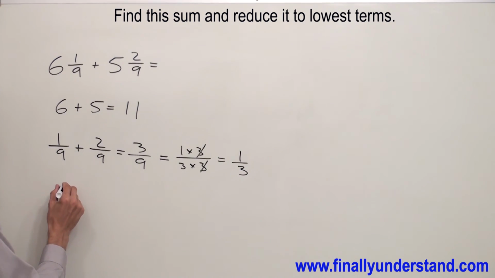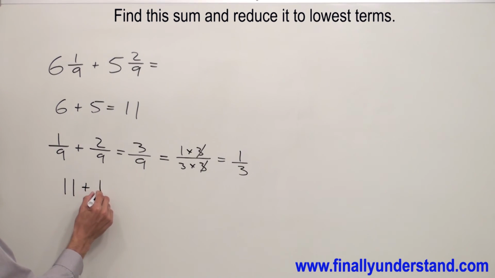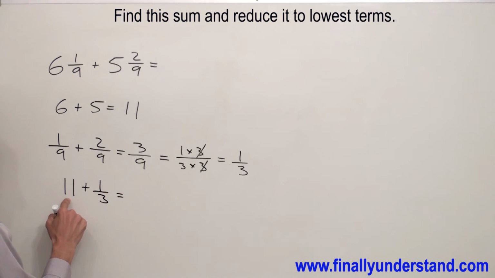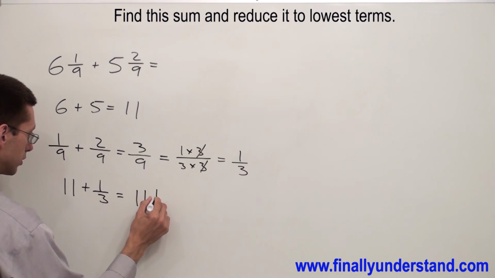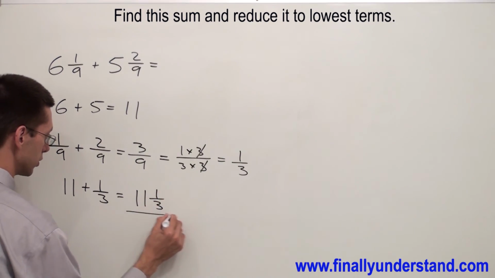My final answer is going to be 11 plus 1/3. $11 and 1/3 of the dollar is $11 and 1/3. And this is the solution to the problem.